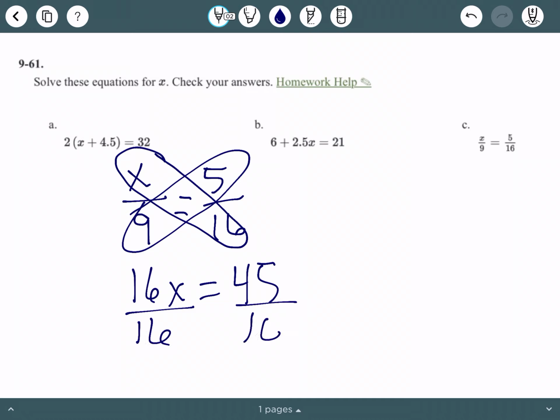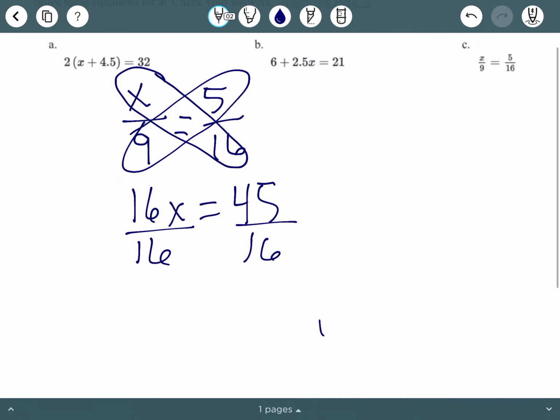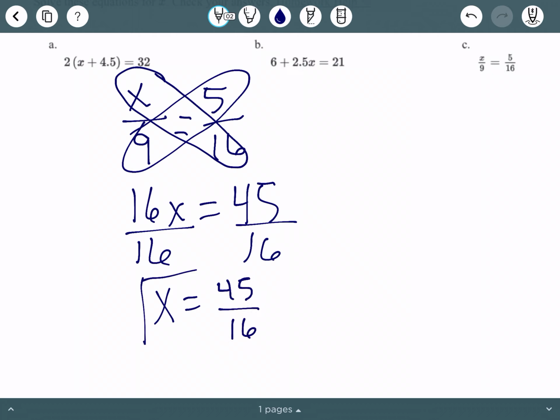To get x by itself, we divide by 16, and we have to do that on both sides. So that gets my x by itself, and 45 divided by 16 is not going to give you a nice number. If you put that into the calculator as a decimal, it's going to give you 2.8125. So, you know what? We're just going to leave it as an improper fraction. That's right. We do have to do that check, though.